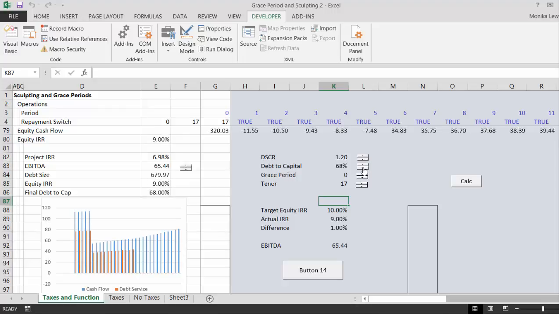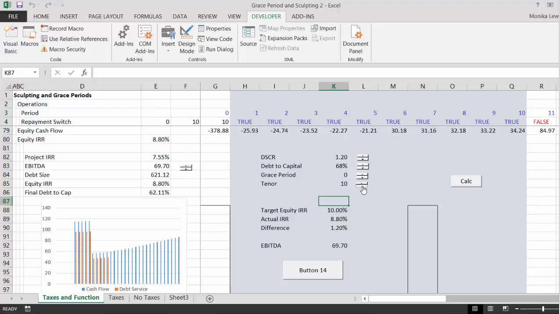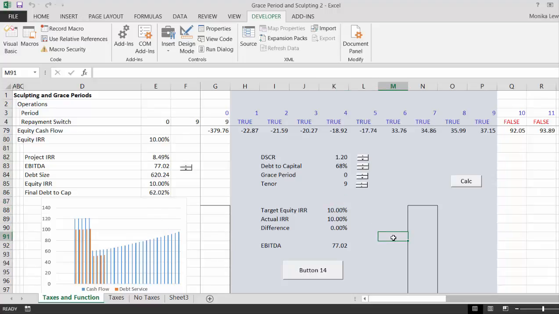Okay, and then when we do that, then we have a higher EBITDA. Maybe it's not high enough to really worry about. And then if we put the debt tenor down enough, now we're running into the other constraint. Now we have to charge 77. And we switched over to the debt to capital constraint.